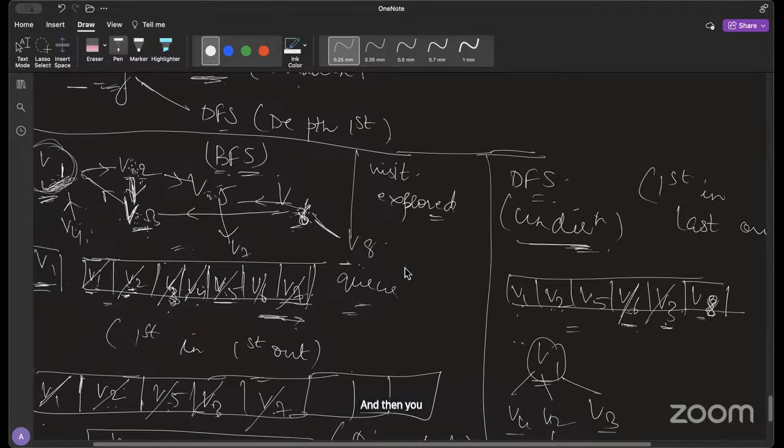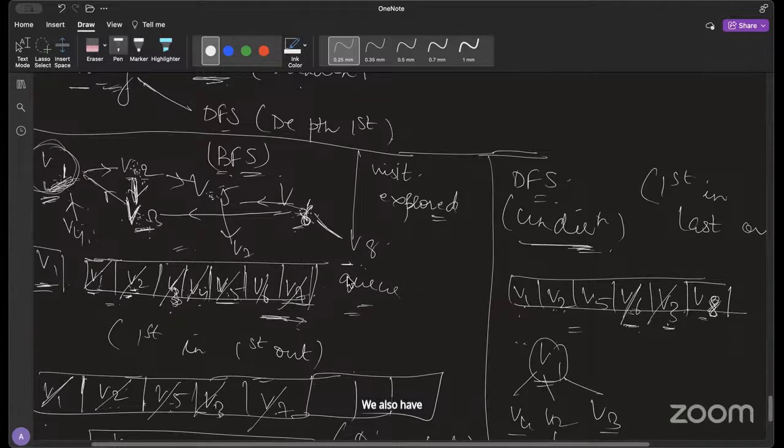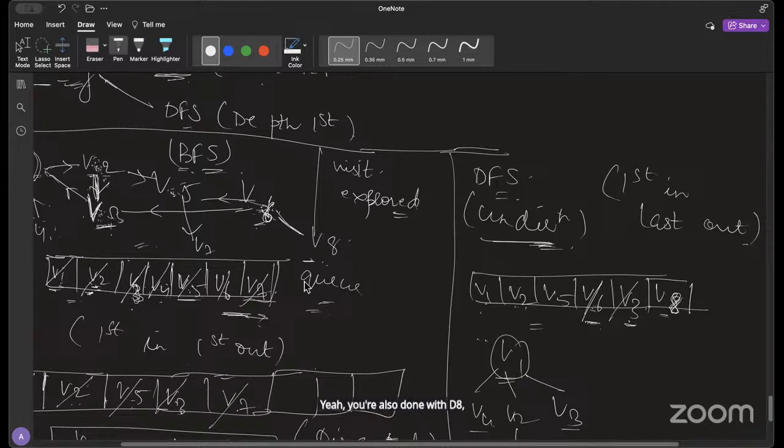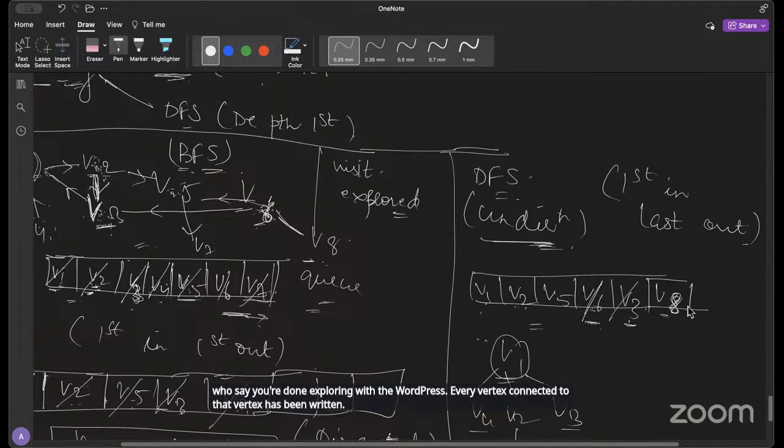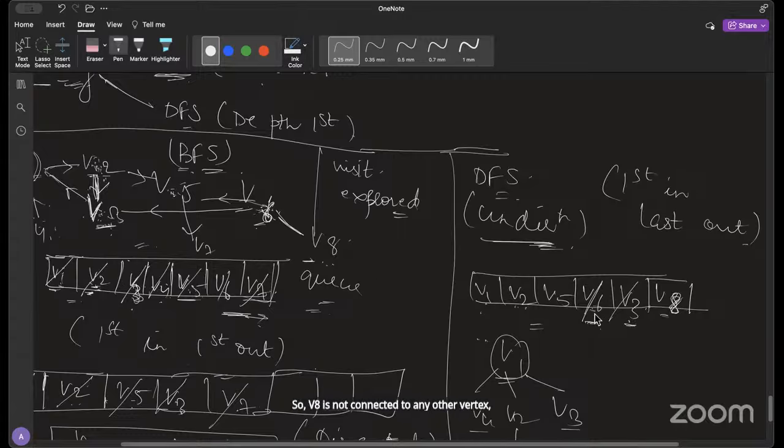And then after V8, you're also done with V8, because there is nothing to explore. You say you're done exploring a vertex when every vertex connected to that vertex has been written here. V8 is not connected to any other vertex other than V6, which is already in this stack. That means V8 is also explored.